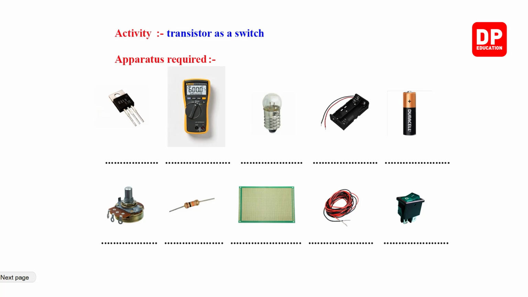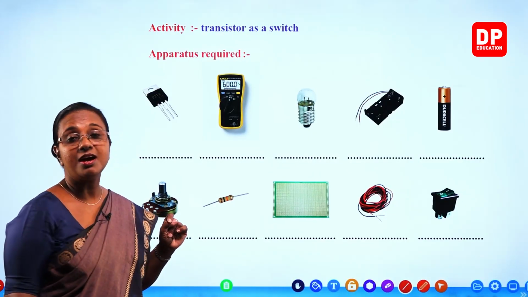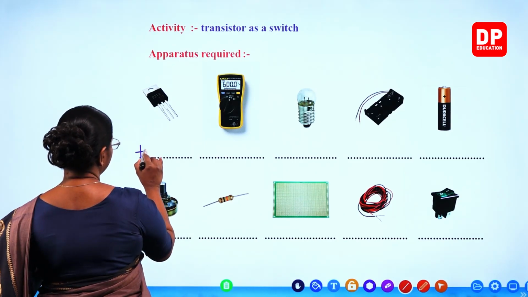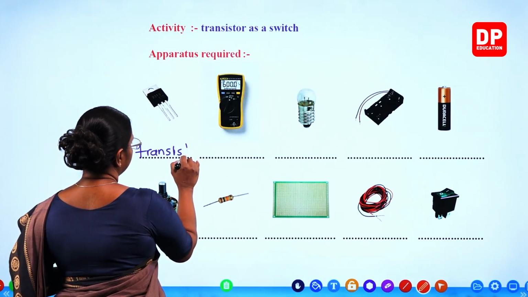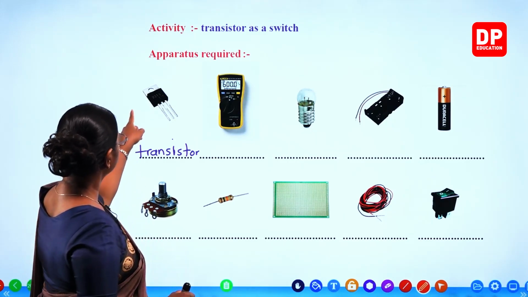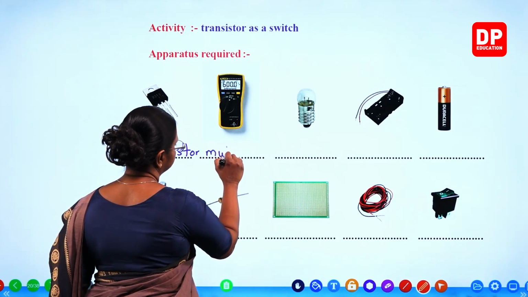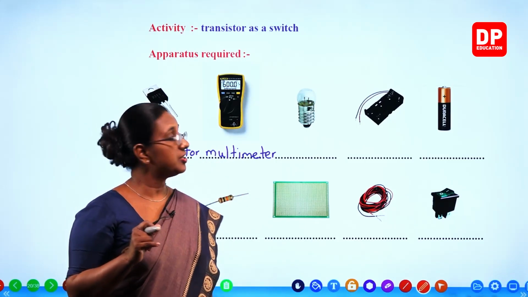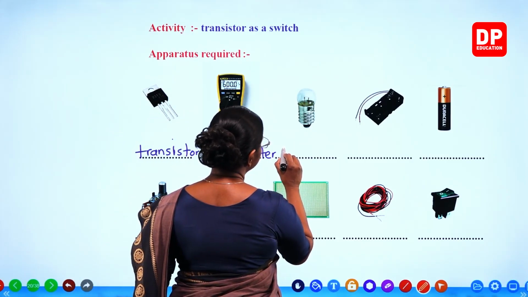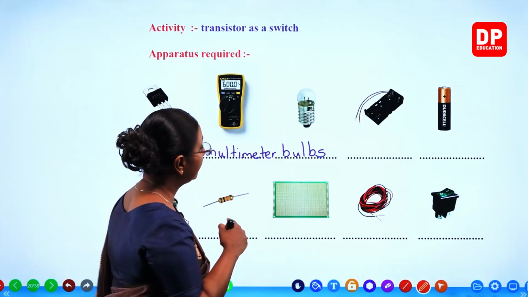So the activity. Transistor as a switch. So these are the apparatus required for the activity. As you can see here, students, this is a transistor, the NPN transistor that we normally use. The transistor needed. So here you can see the serial number also. Then we need a multimeter, so that we can measure the potential difference. Then we need bulbs, small bulbs with 2.5 volt bulbs, like that we need a bulb.